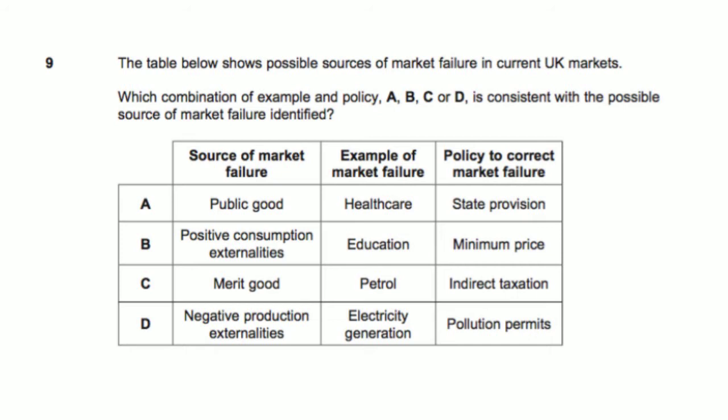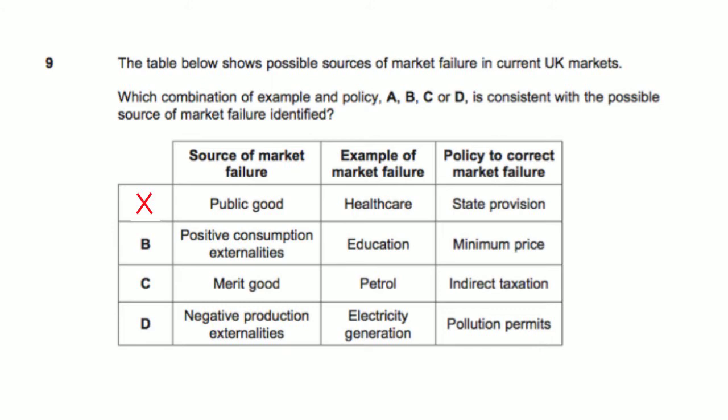Healthcare isn't a public good. A public good is a good that wouldn't be provided in the free market because of the free rider problem. An example is defence or street lighting or something like that. The solution for a public good problem is to have state provision, and this overcomes the free rider problem. So because the example of the market failure does not match up with the source of market failure, option A is wrong. Option B is positive consumption externalities, and the example is education.